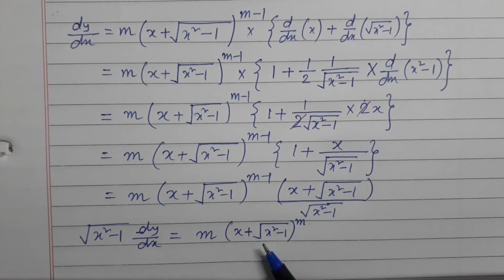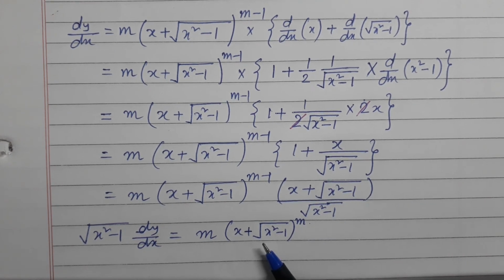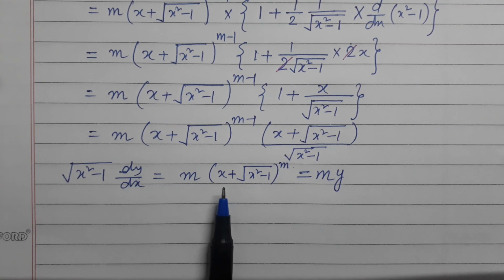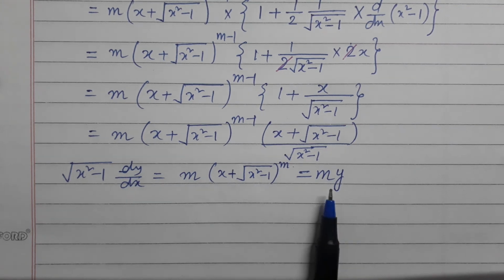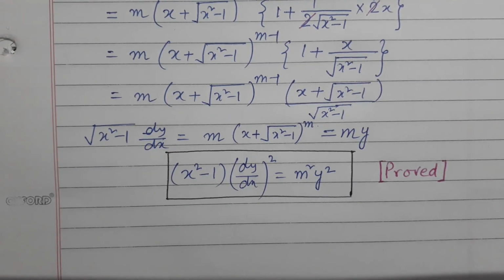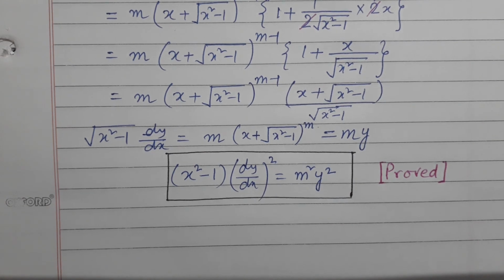Now this (x + √(x² − 1)) to the power m is nothing but y, as it is given in the question. So therefore we can write this as m y. Now we will square both the sides and we will get the desired result, that is (x² − 1)(dy/dx)² equals m² y².